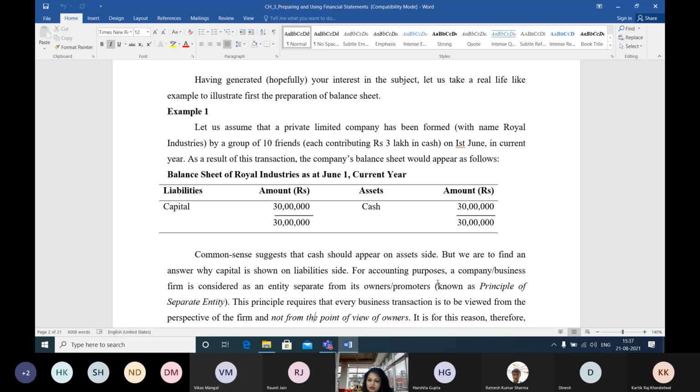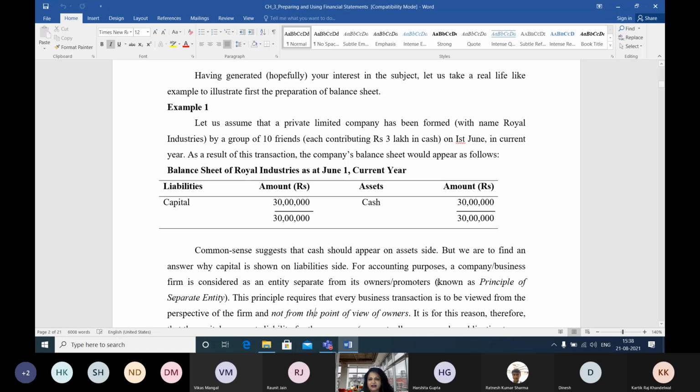So we have already done all the business organizations. So let us assume that a private limited company has been formed with the name Royal Industries by a group of 10 friends, each contributing 3 lakhs in cash on 1st June in current year. As a result of this transaction, the company's balance sheet would appear as follows.